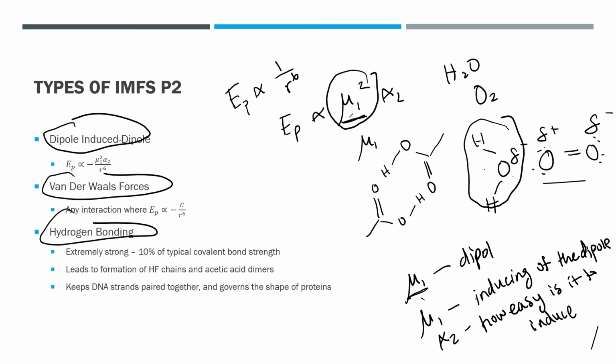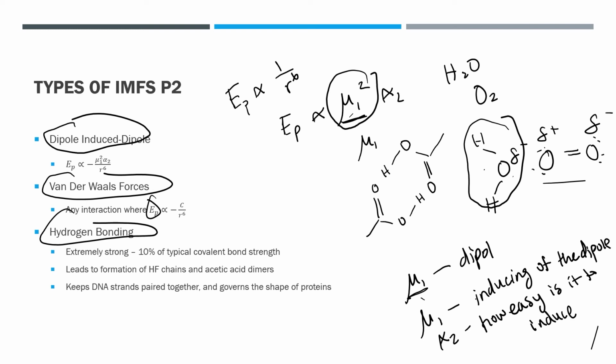And then we have van der Waals forces, and this is sort of just an umbrella term, right? Van der Waals forces are any interaction where we have the potential energy being proportional to 1 over r to the sixth. This includes London dispersion, rotating polar molecules in the gas phase, and it also includes our dipole-induced dipole. So all of these, where we have 1 over r to the sixth interactions, we just call van der Waals forces. That's just a terminology thing.